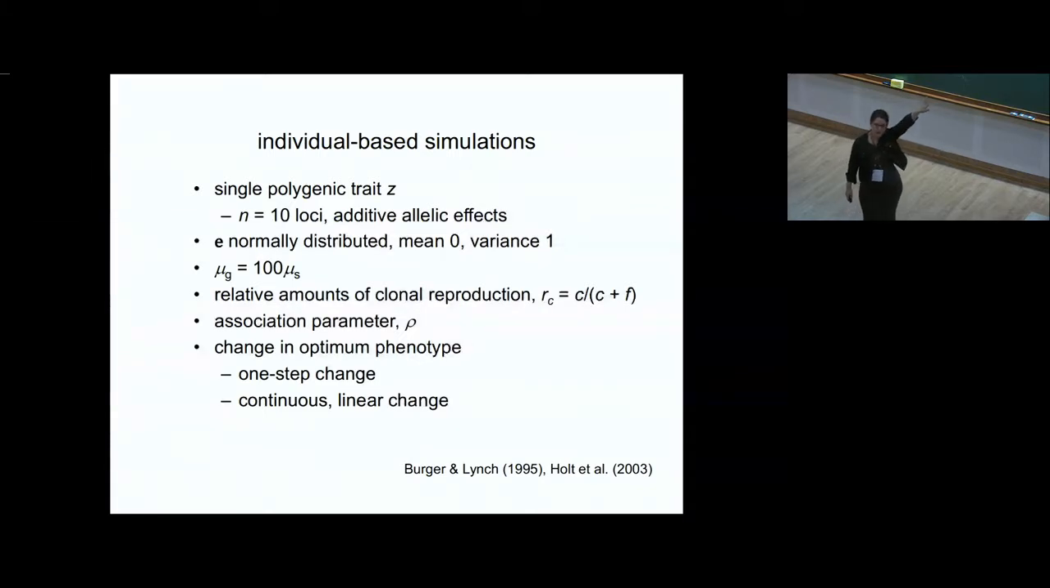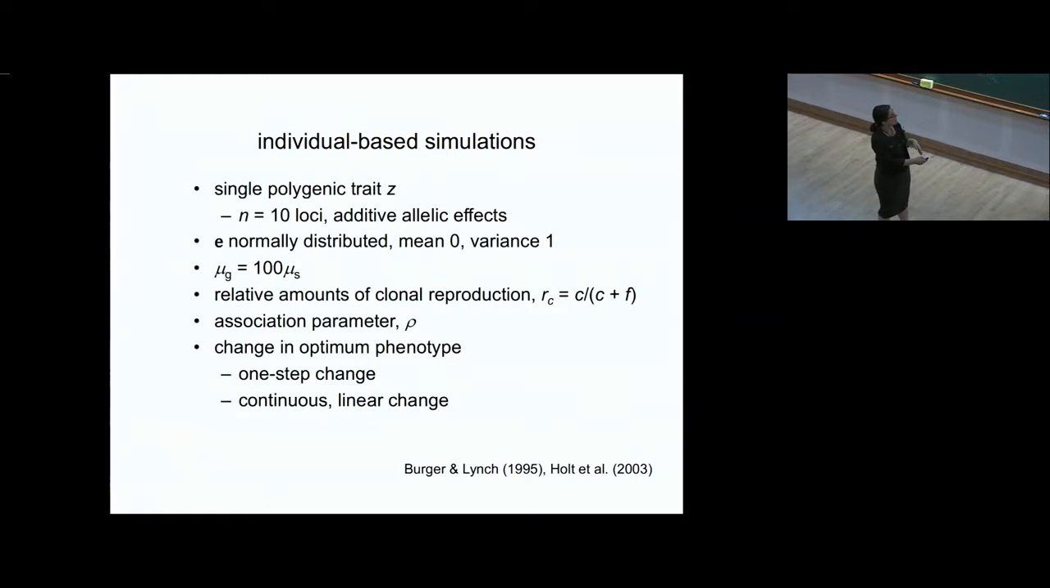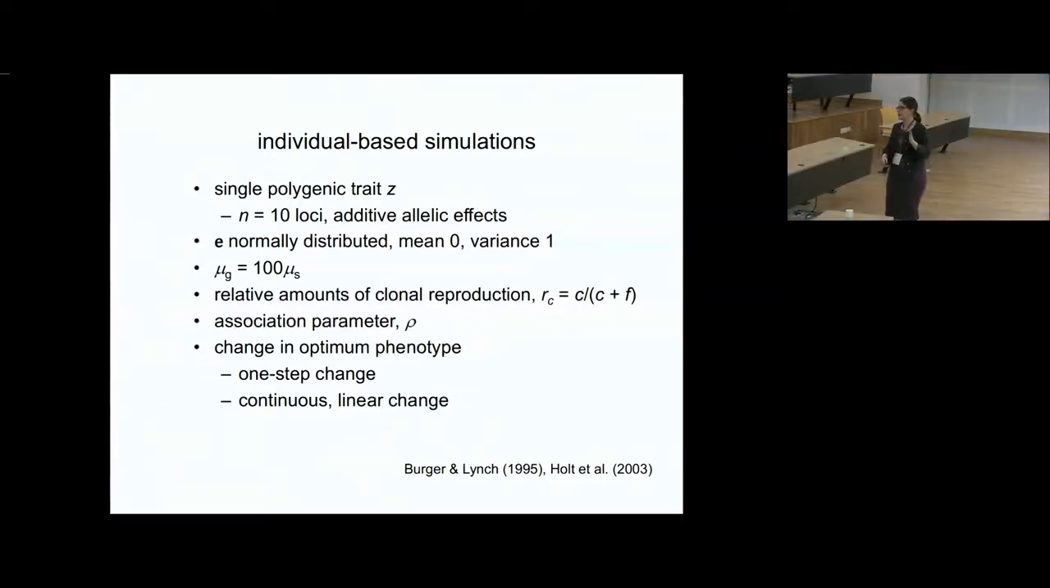The number of loci, we played around with it. Depending on how we scale things, we could have more loci or fewer loci. It didn't seem to matter as long as everything else was scaled. This is the distribution of those environmental effects. There are two mutation rates, one gametic for sexual reproduction and one for somatic mutations. Again, this is the relative amount of clonal reproduction, and this is the association parameter. And then we looked at two different kinds of phenotype change: a one-step change and a continuous change that was linear.